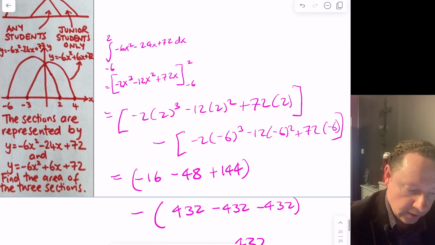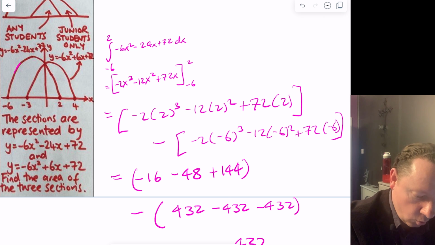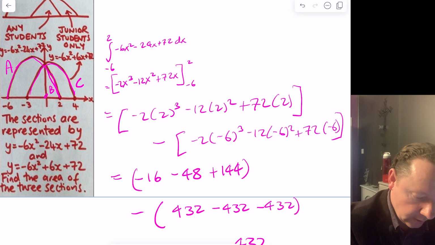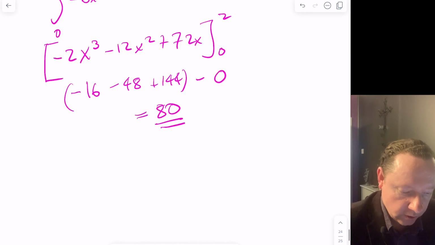So keeping track of the bits that I've done so far, the first one I've done was this whole integral here, all the way over there. I'm going to call that A for the whole thing. And then I did a B one, which was just from here to here. So that was like my B bit there. And now what I'm going to do is another whole integral. This whole bit here will be C. And then I'm going to do this D bit, which is between here and here. So I'm going to use this new equation, minus 6x squared plus 6x plus 72.